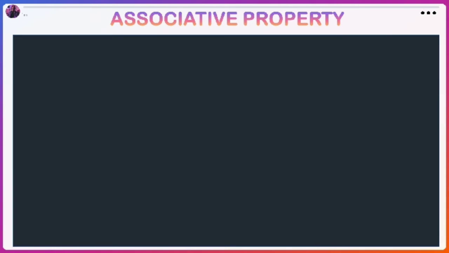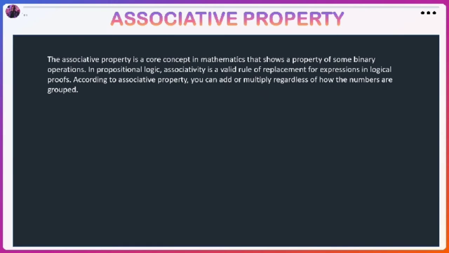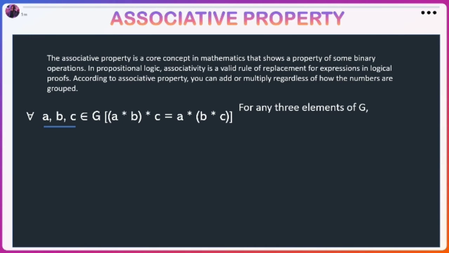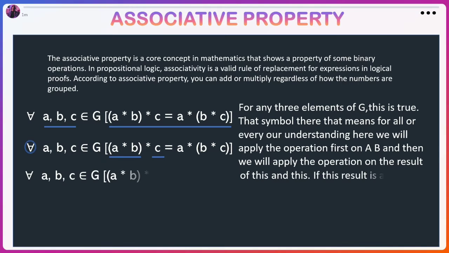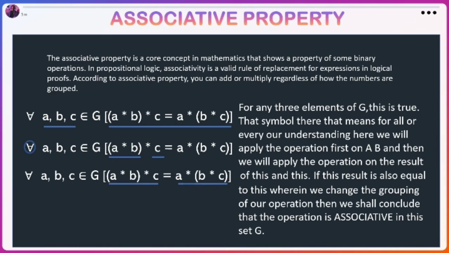Next is associative property. The associative property is a core concept in mathematics that shows a property of some binary operations. In propositional logic, associativity is a valid rule of replacement for expressions in logical proofs. According to the associative property, you can add or multiply regardless of how the numbers are grouped. For any three elements of G, this is true. That symbol there means for all, or every. Our understanding here is that we apply the operation first on A, B, and then we apply the operation on the result of this and this. If this result is also equal to this, wherein we change the grouping of our operation, then we conclude that the operation is associative in this set G.